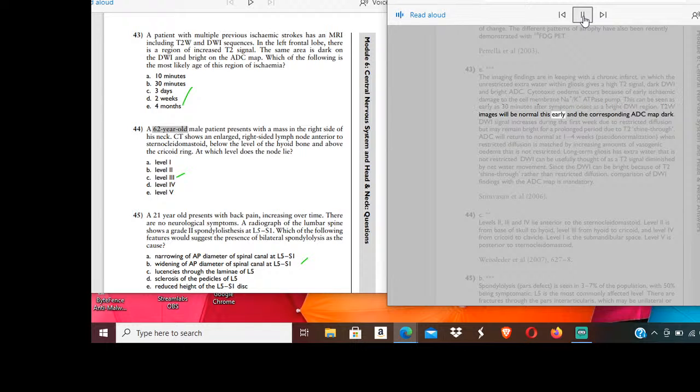T2W images will be normal this early, and the corresponding ADC map dark. DWI signal increases during the first week due to restricted diffusion, but may remain bright for a prolonged period due to T2 shine through. ADC will return to normal at 1-4 weeks, pseudonormalization, when restricted diffusion is matched by increasing amounts of vasogenic edema that is not restricted.